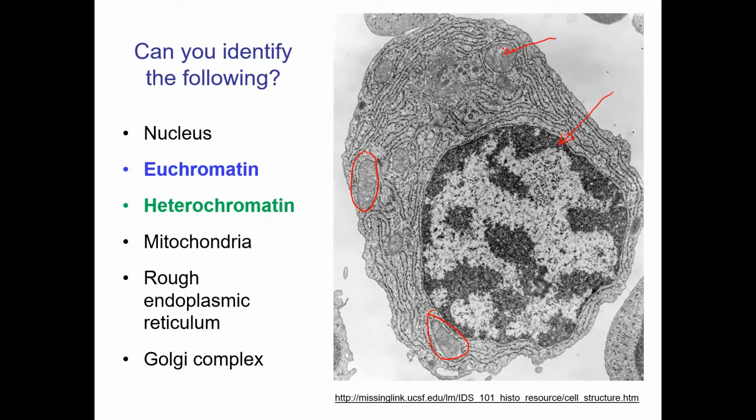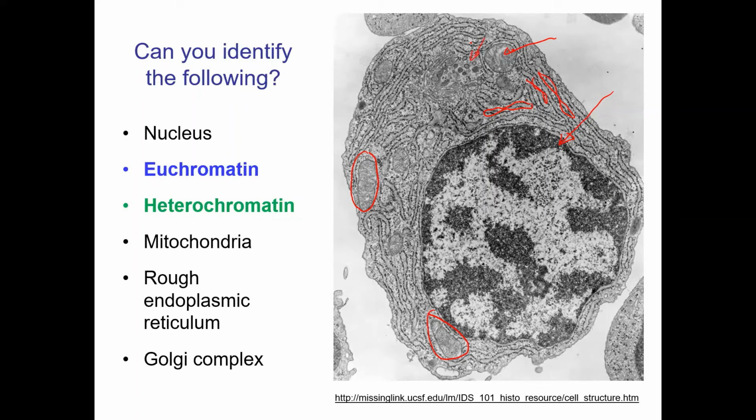Rough ER, so the rough ER you can see is all over the place here, all these little compartments with all those little studs, which are the ribosomes. The Golgi, I saw the Golgi here earlier, and I'm wondering if this is the Golgi. I'm seeing some blebs kind of come off of it.